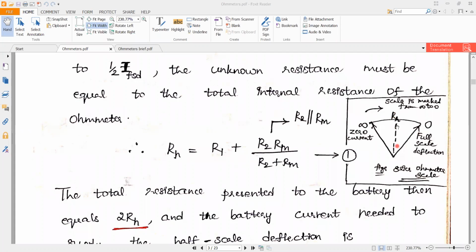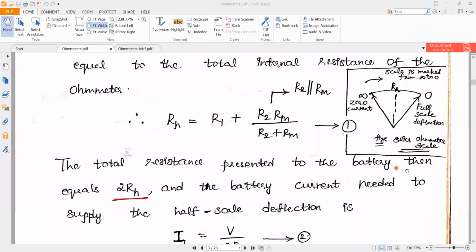resistance, that is RH. That RH is given by R1, the current limiting resistance, plus R2, where R2 and Rm are in parallel here. Therefore, I am going to take that resistance like this: R2 Rm by R2 plus Rm. The half scale resistance is given by these two resistors. These two resistors are in series, but R2 and Rm are in parallel. Therefore, R1 plus R2 parallel to Rm. The total resistance present to this battery is then given by 2RH here.